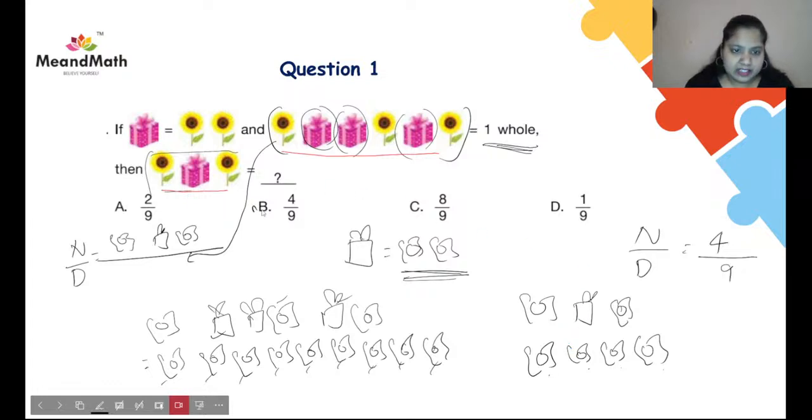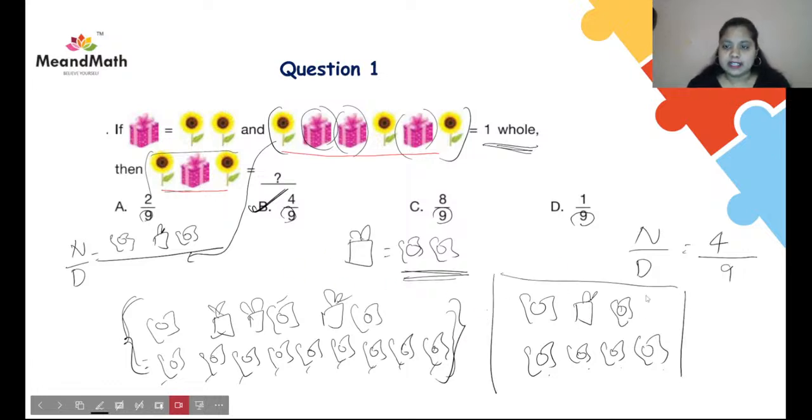Option B. That's right. But before moving on, we can clearly observe that all the options contain the denominator as 9, right? So we can totally skip the process of calculating the total number. Exactly. We can skip this whole process and directly do just the numerator part. This clearly saves time for us.